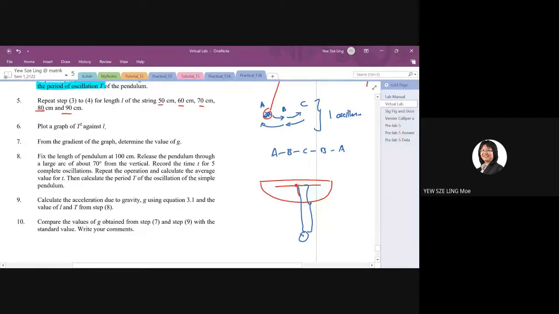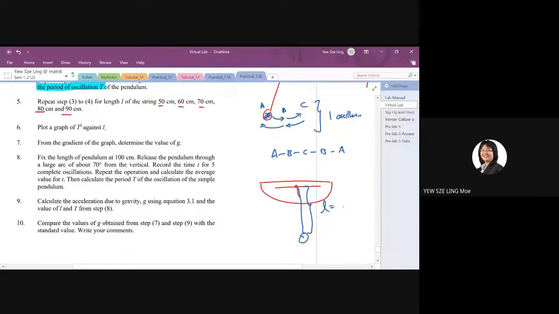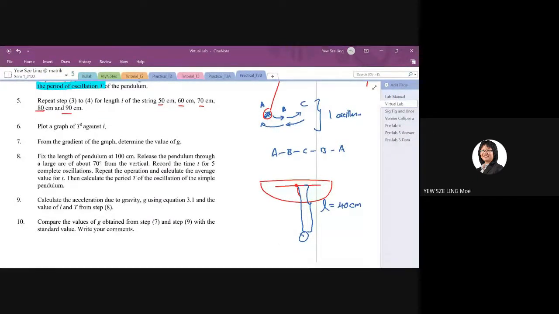So make sure that after you tie it, you measure it again. Usually the mistake that happens is that students measure it first and then tie it to the nail. When you tie it, maybe you do a few rounds, you whirl a few rounds around the nail. Then your length will become shorter. Then L would be less than 40, 50, 60, 70, 80, and 90. Then that is wrong. So what you have to do is measure the string again after you tie it, to ensure that the length is exactly the length that you want. For example, 40 cm.